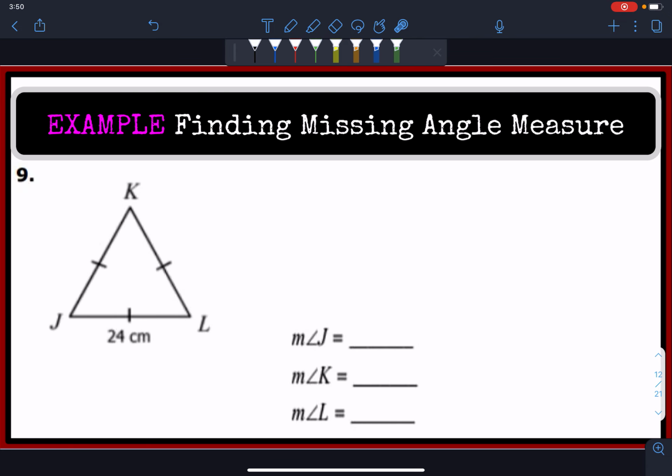So right here, since the three sides are equal, that means the three angles are also going to be equal. So all three angles are going to equal 60 degrees, and since this side is 24, these two sides are also going to be 24. The measurement here, they're asking about the angles. Angle J is 60 degrees, angle K is 60 degrees, and angle L is going to equal 60 degrees. So that makes it a lot easier.